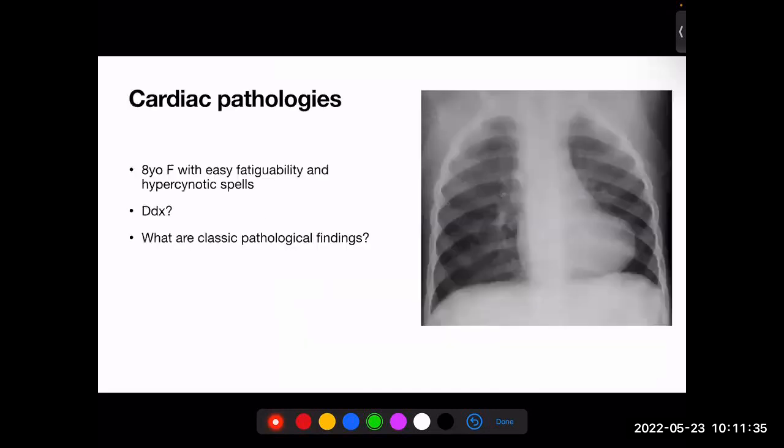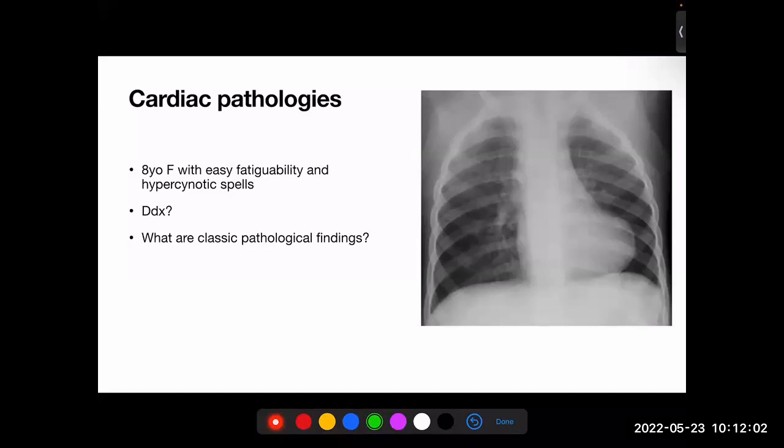We've already gone through this. Okay, what is this? This is a boot-shaped heart. Yeah, boot-shaped. The heart looks like a boot. What hearts look like a boot? A child with Tetralogy of Fallot. Tetralogy of Fallot. The T is silent. I agree.